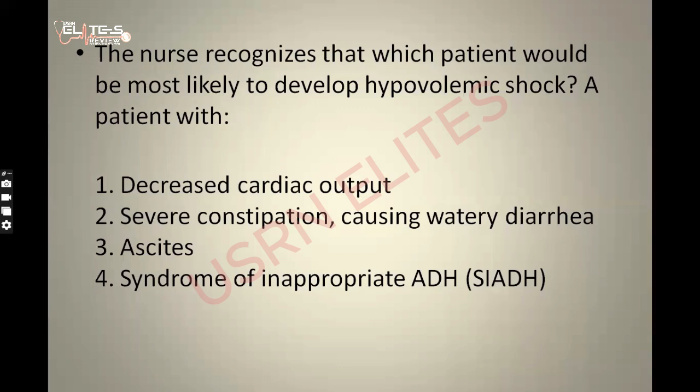The nurse recognizes that which patients will be most likely to develop hypovolemic shock. So among these four, a patient with what? This one should come with rationale. Know why you choose your answers right from day one. Okay. Who wants to try?